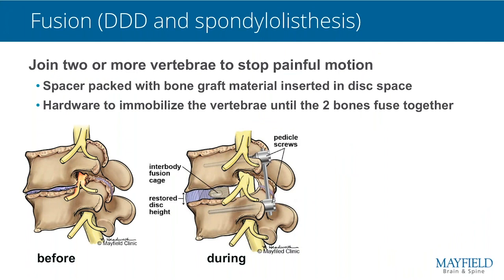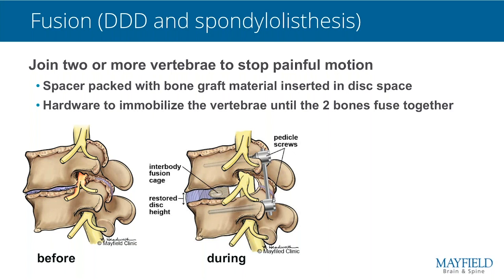Okay, and finally I want to talk about fusion. Fusions are performed for patients with spinal instability, meaning there's a painful abnormal movement between two or more vertebrae. So a fusion joins those vertebrae together and aligns the spine, and it stops that painful motion between the bones. And there's two components that you need in order to make a fusion.